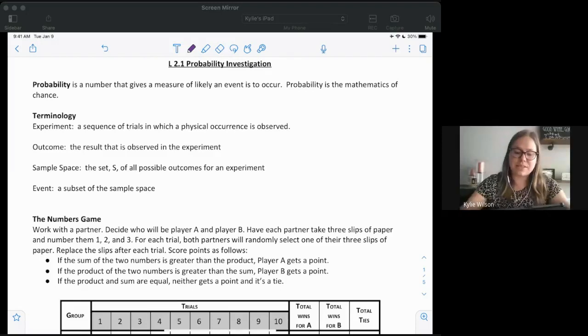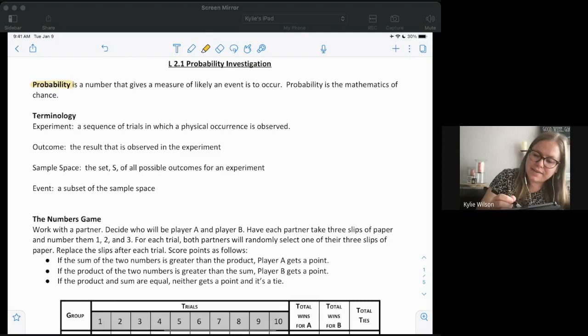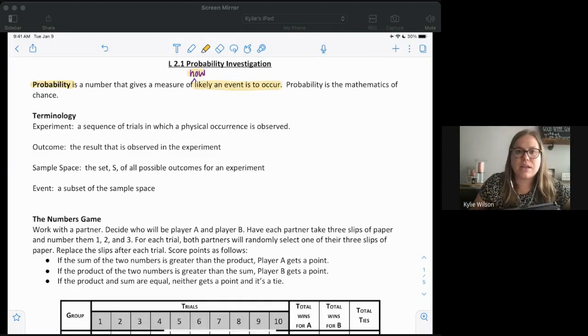So for this lesson, we're going to be looking at our probability investigation and introducing ourselves to our second unit, which is all about probability. So first, probability is a number that gives a measure of how likely an event is to occur. And probability in general is the mathematics of chance. So that's what we will be doing: determining how likely are some particular events, are they more or less likely than other events? That's really what we'll be looking at through Unit 2.